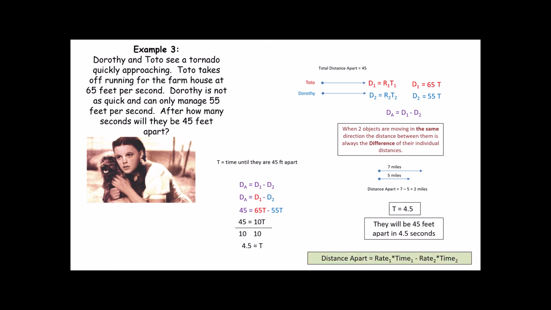Notice that the distance apart equals rate times time minus rate times time. Very similar to the equation we were using before, but you can see that right here.